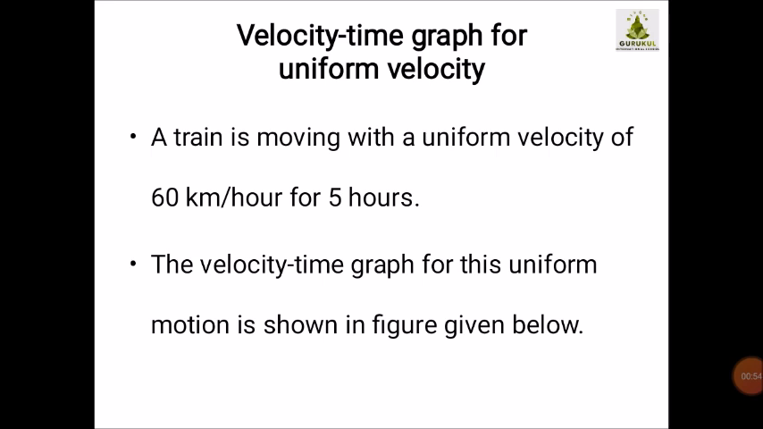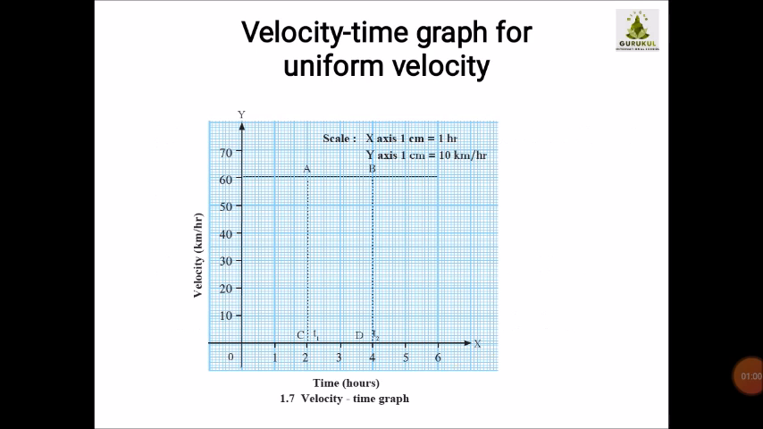The velocity time graph for this uniform motion is shown in the figure given below. See, this is a graph. Velocity and time are shown. Time is given on the x-axis, where 1 centimeter is equal to 1 hour, and velocity is given on the y-axis, where 1 centimeter is equal to 10 km per hour.